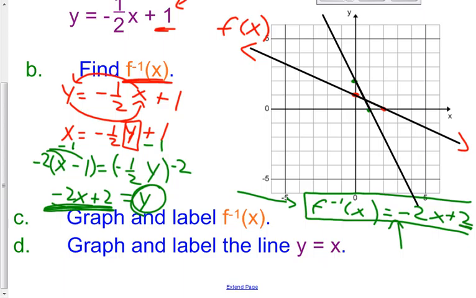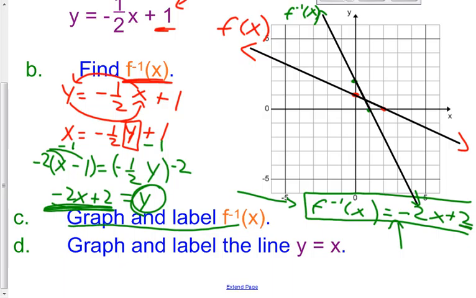And now we must label this. This is the inverse function of x. So it says graph and label for step letter C. We've done that. Our final one, step D. Graph and label the line y equals x. We did that on the very first one.